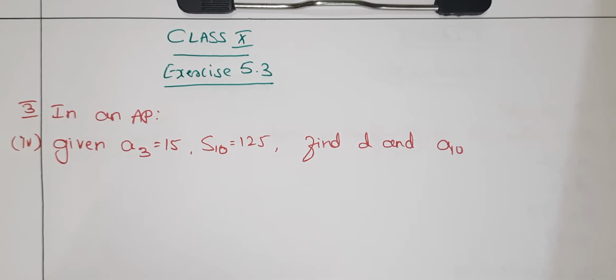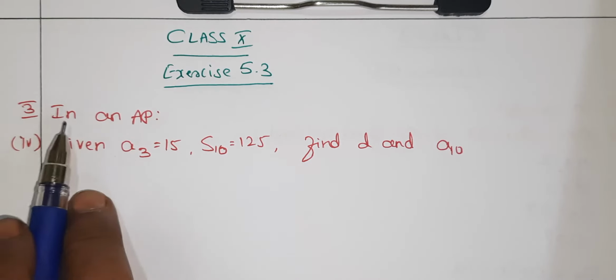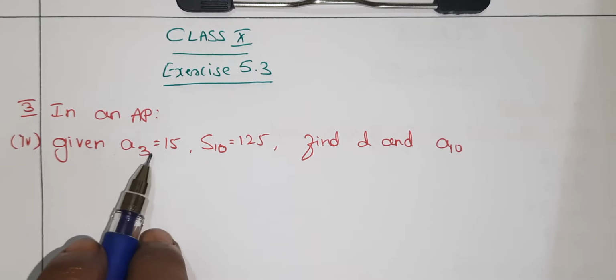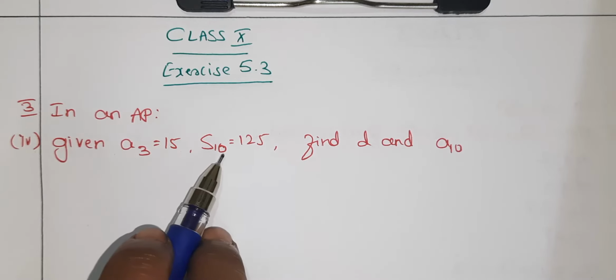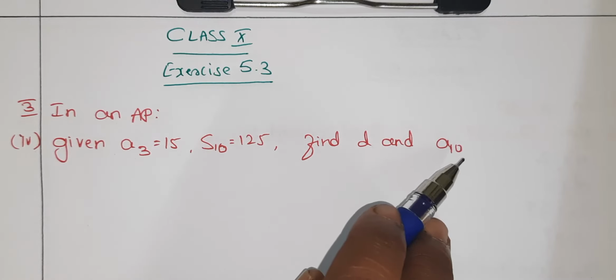Namaste students, welcome to Supermaths class 10 exercise 5.3, third main in an AP. In that, fourth question: given A3 equals 15, S10 equals 125, find D and A10.